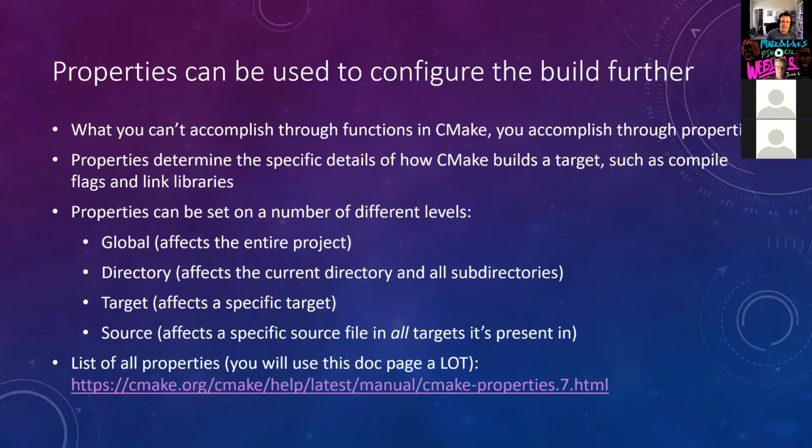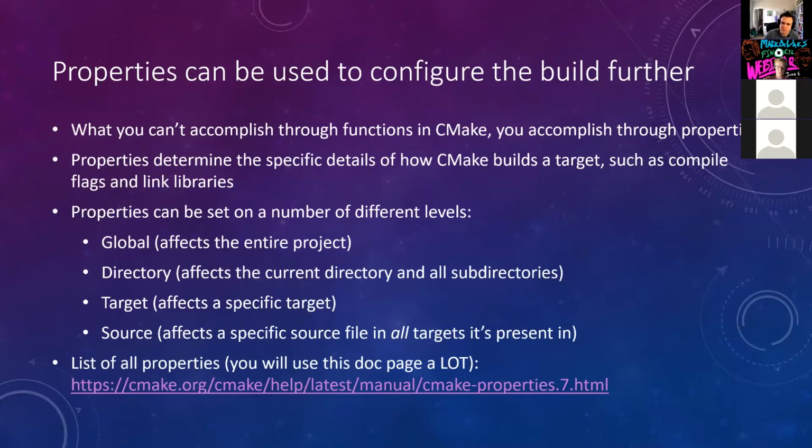So CMake generally attaches properties to specific things. You can have global properties that are effective for the entire project, and directory properties. These affect the current directory and all subdirectories, and they're kind of cascaded. Like the current value of a directory property includes all of the directories above you. Target properties are bound to a specific target and will be used everywhere that target is used. Finally, source properties are bound to a specific source file and will be applied to that source file everywhere that it's used, even across multiple targets.